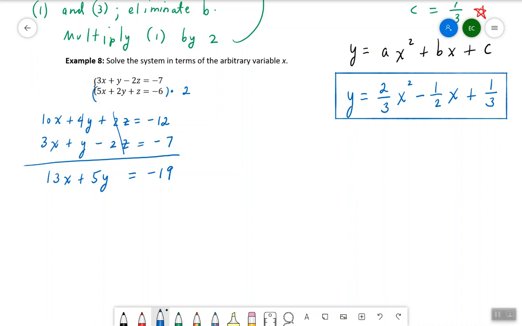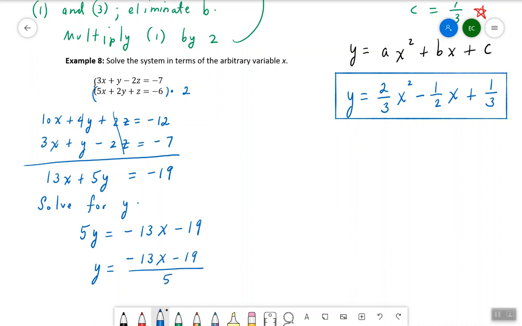So if we want the arbitrary variable to be x, then we want to solve for the other variable in terms of x. So we're going to solve for y. If we subtract 13x from both sides, we get 5y is equal to negative 13x minus 19. And then if we divide by 5 on both sides, then we have the denominator 5. Okay, so that's half of the answer right there.